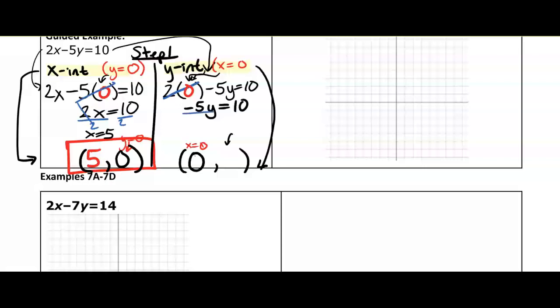Divide both sides by my coefficient, that's the coworker of y. They're real close, side by side cubicles. Negative 5. What does y equal? Negative 2. There we go. So my coordinate point form of this y-intercept is 0, comma, negative 2.